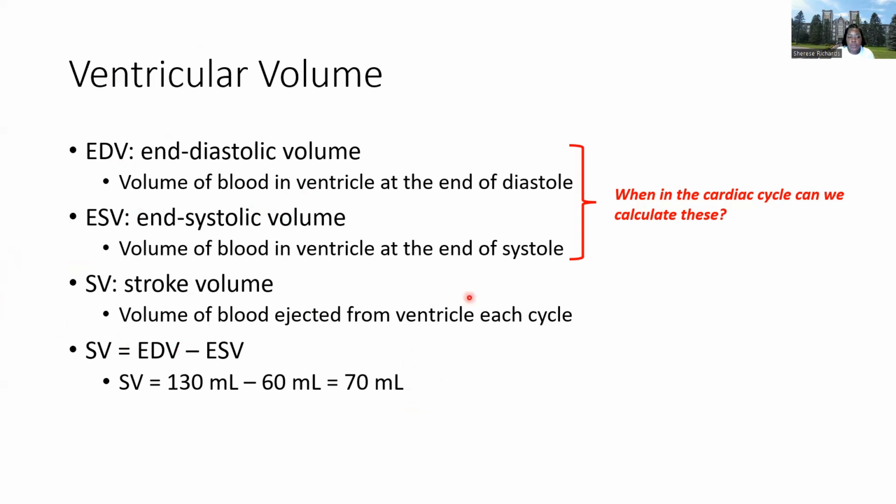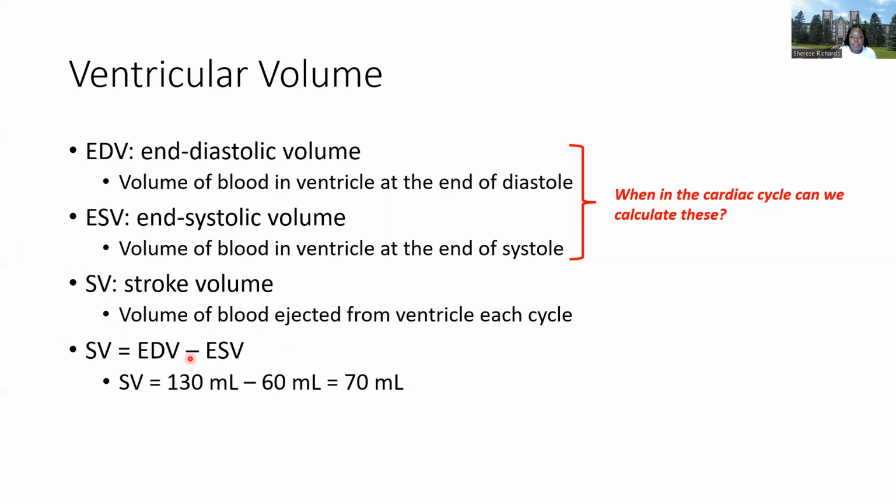The stroke volume is going to be the difference in those two volumes. The stroke volume is the amount of blood that has been ejected from the ventricle. So in order for us to calculate our stroke volume, we take our end diastolic volume, the total amount that was filled. We subtract our end systolic volume, the total amount that is left after ejection, and that will tell us exactly how much blood has actually left the chamber, which is going to be our stroke volume.